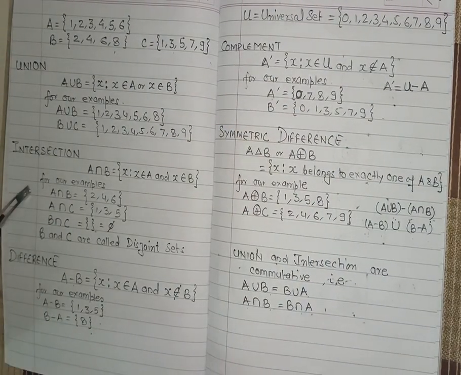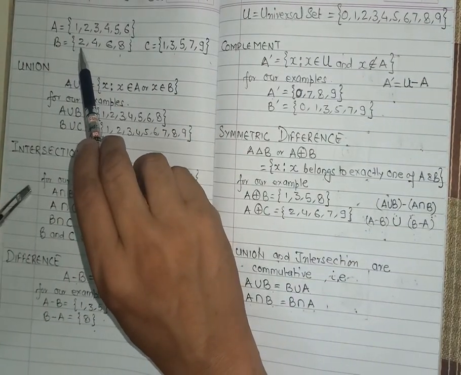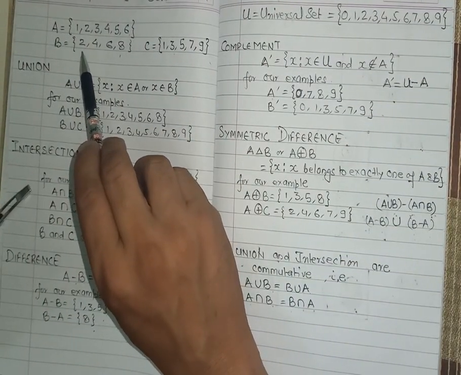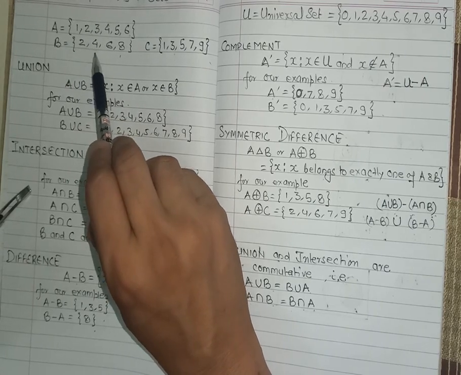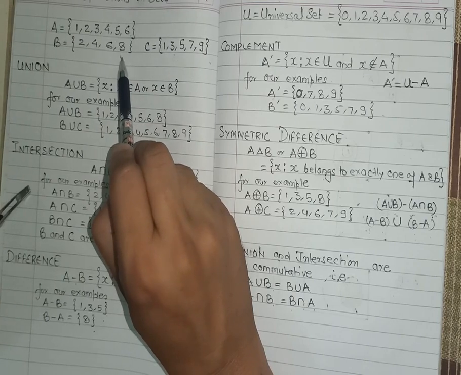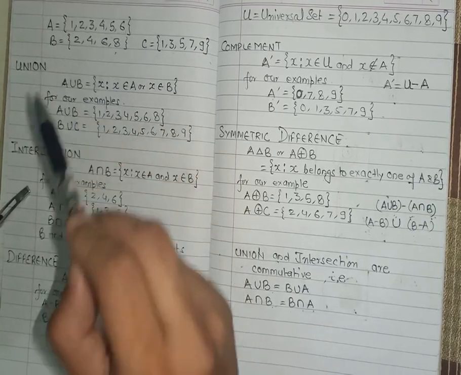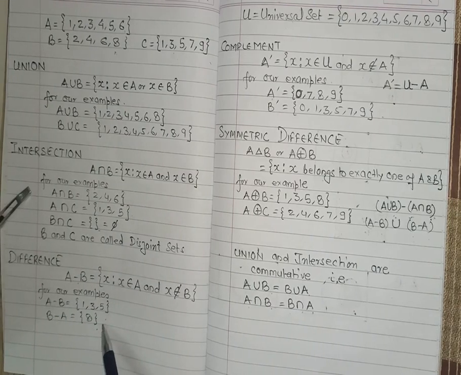What if I try to take B minus A? If I try to take B minus A, let's see the element 2, it will not be taken. Why? Because it is also present in A. 4 is also present in A. 6 is also present in A. The only element which is present in B but not in A is the element 8. So B minus A is the element 8.